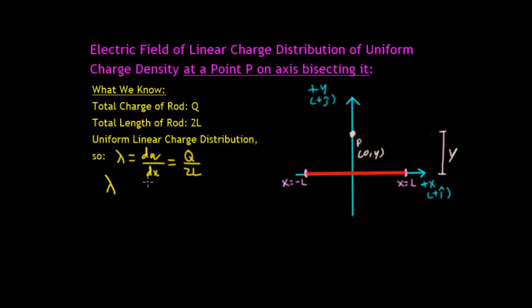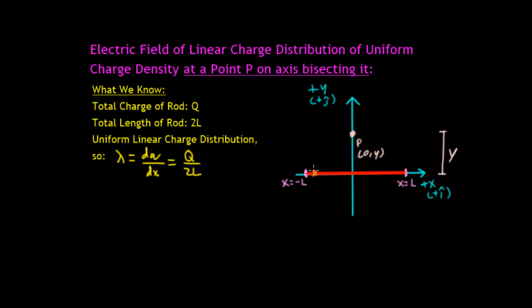And because it's uniform, we also know that lambda, the linear charge density, is equal to the total charge of the rod, Q, divided by its total length, 2L. So this is a relationship that we want to keep in mind. To tackle these kinds of problems, we want to imagine dividing up the charge source, in this case the linear rod, into an infinite number of dq's.